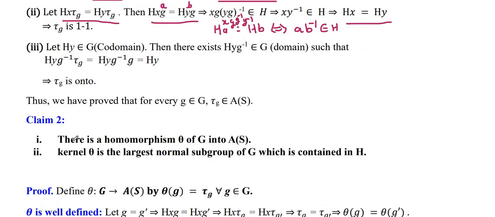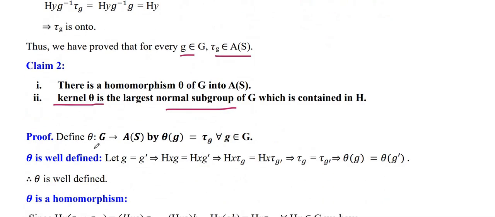So now we come to the main part. For every g in G we have produced tau g in A(S). Now what we need to prove in the main proof is that there is a homomorphism theta of G into A(S), and once we have a homomorphism, we can talk about the kernel, and this kernel is the largest normal subgroup of G which is contained in H.